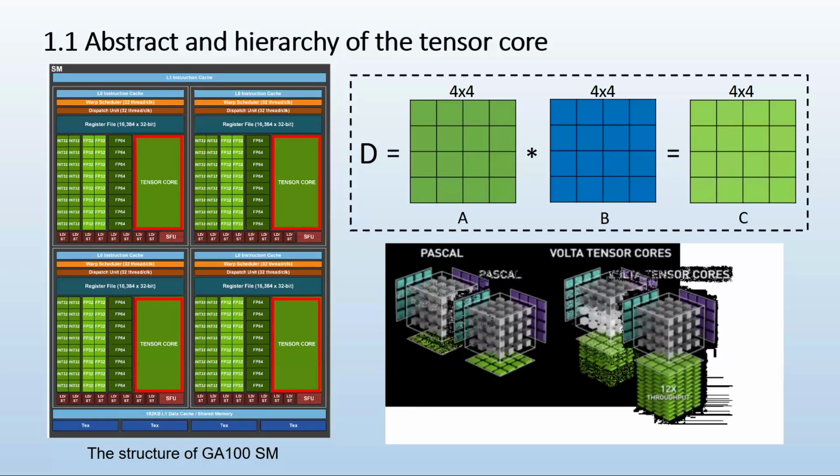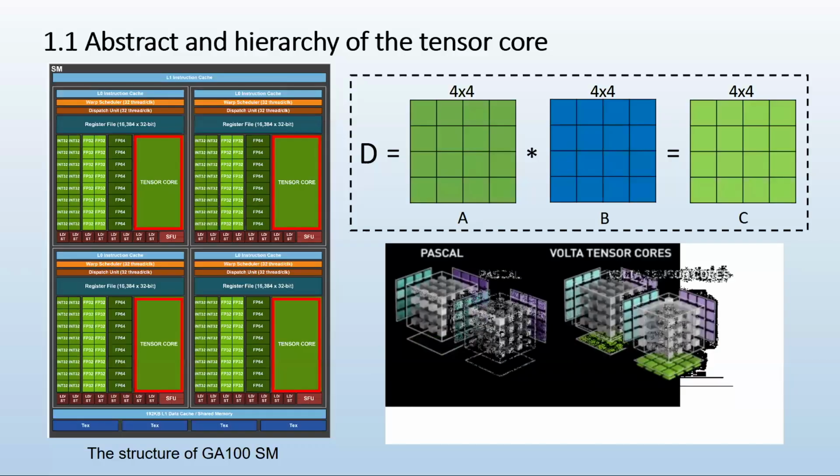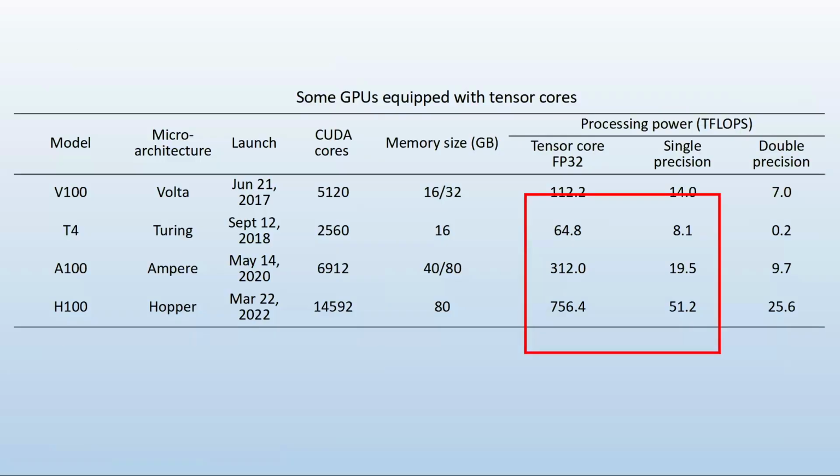The animation is a little bit blurred, but let's have a look at some GPUs equipped with the tensor core. We can see that the processing power provided by the tensor core is almost more than 10 times higher than the processing power provided by the CUDA core, which is absolutely amazing.